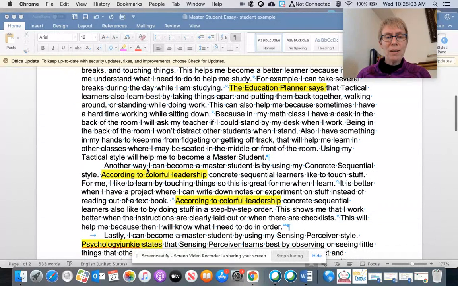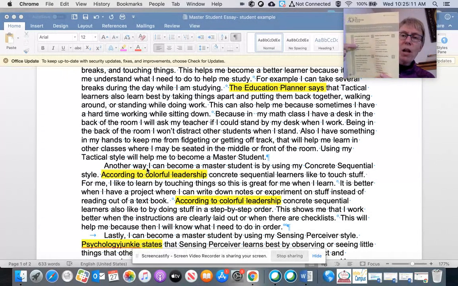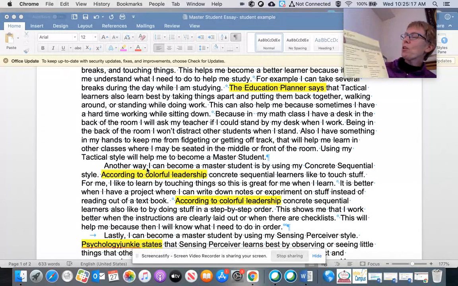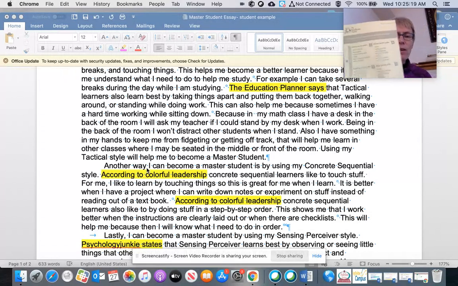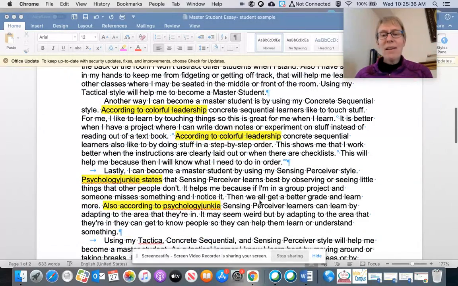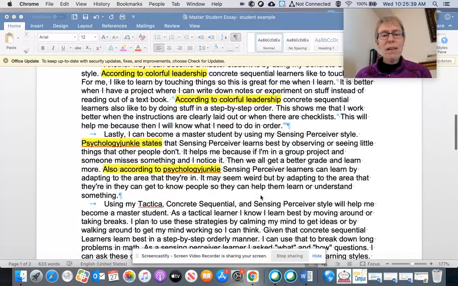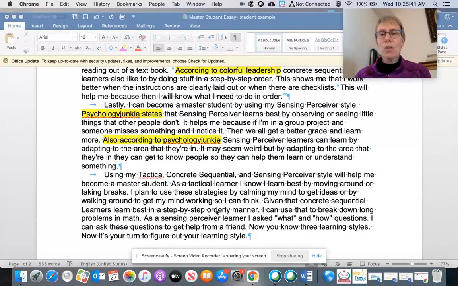Notice the transition: "Another way I can become a master student is by using my concrete sequential style." And now this whole paragraph is all about what two things you were on your yellow piece of paper in terms of your perceptual and organizational style. Again, we have our research because you'll be doing research, and again, there are going to be examples about how you can use these things in your specific classes. And then finally, we'll eventually get to your sensing perceiver style. And then eventually there's going to be a concluding paragraph.